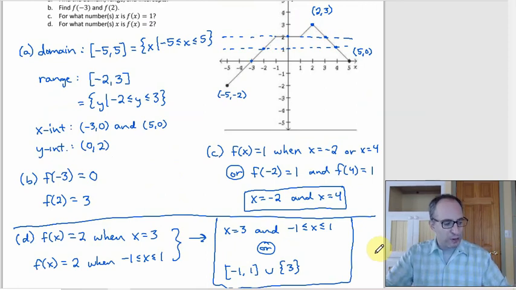But that, I think, would cover everything in section 2.3. So all of this graphing stuff.